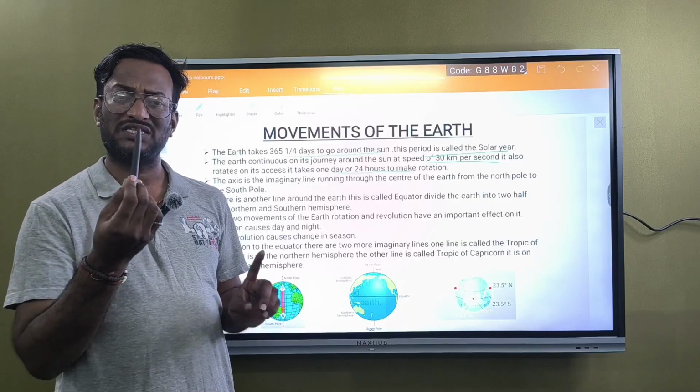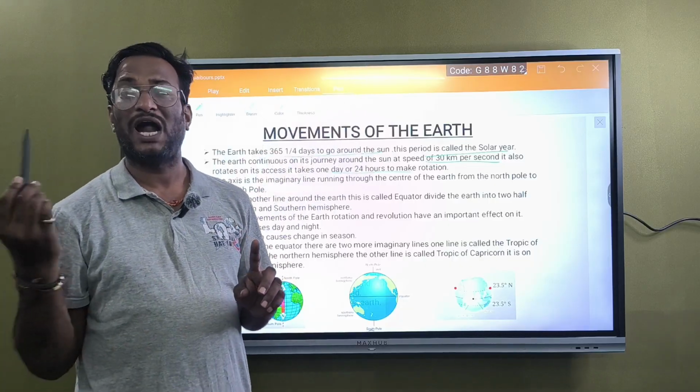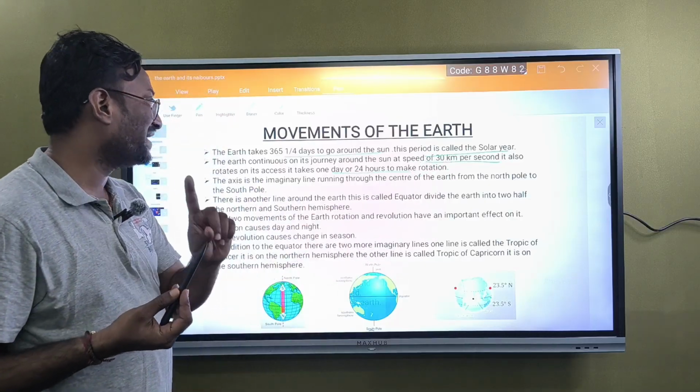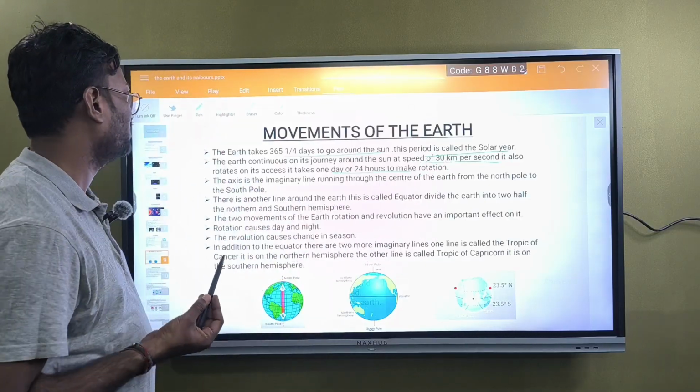Similarly, in the same fashion, the earth is revolving around the sun. At what speed is it revolving? At 30 km per second, not per hour, per second. Remember that.